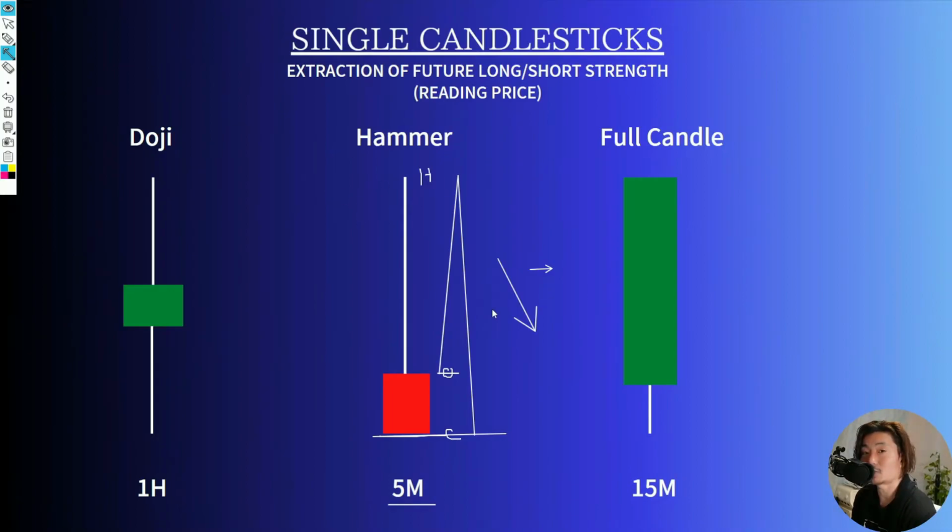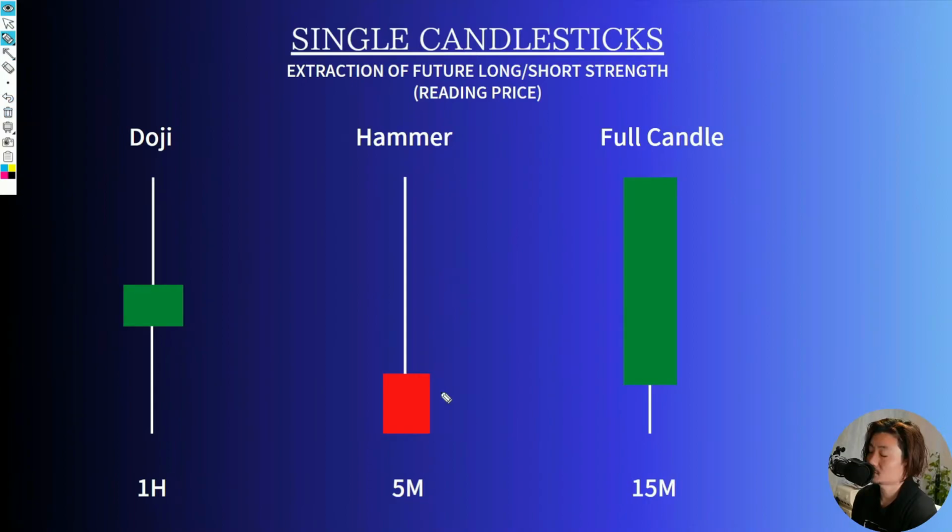Okay, so let's look into what happened here. When price opened at this level right here, at some point within 5 minutes, there was a lot of buying pressure, pushing price all the way up to these levels right here. However, by the end of that 5 minutes, the sellers were able to overwhelm those buyers and bring price down and close at the lowest point of the 5 minutes.